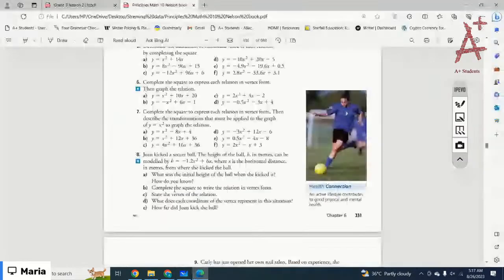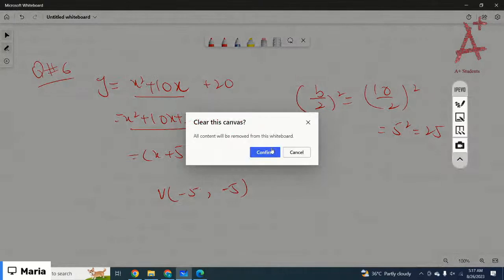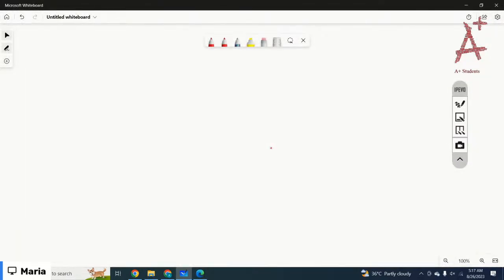Okay, let's start with question 7. Complete the square to express each relation in vertex form, then describe the transformations that must be applied to the graph of y equals x square to graph the relation y equals x square minus 8x plus 4.